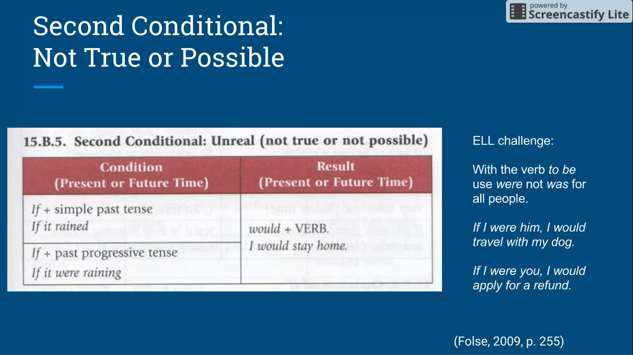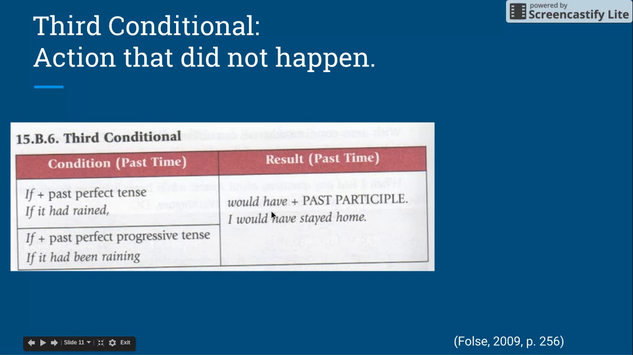The third conditional addresses action that did not happen. It's imaginary, and it's in the past. The condition clause is in the past tense, either the past perfect or past perfect progressive, and the result uses the words would have and the past participle. So I could say, if it had been sunny, I would have mowed the lawn.